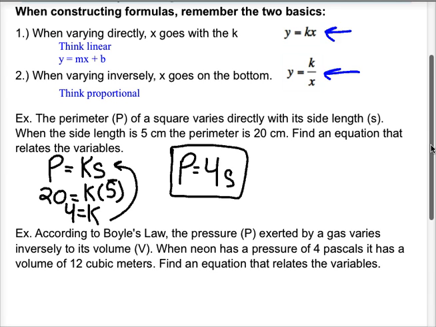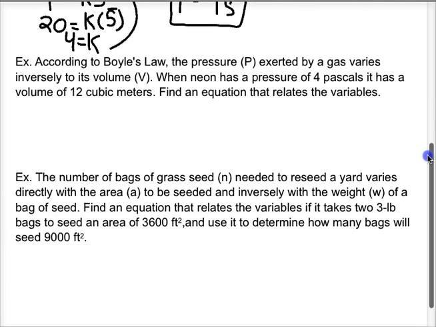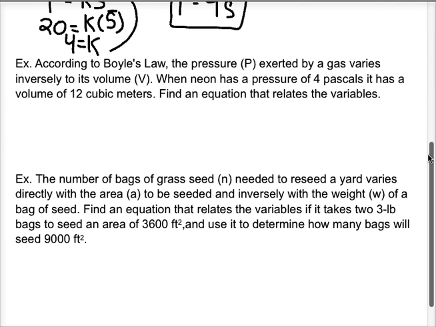All right. Let's move on to our next one. So according to Boyle's law, the pressure P exerted by a gas varies inversely to its volume V. So first I'm going to get that set up. All right. So the pressure exerted varies inversely. So this time the volume is going to go on the bottom. Inversely means that variable goes on the bottom. The constant variation always on top. Inverse is telling me the variable goes on the bottom.